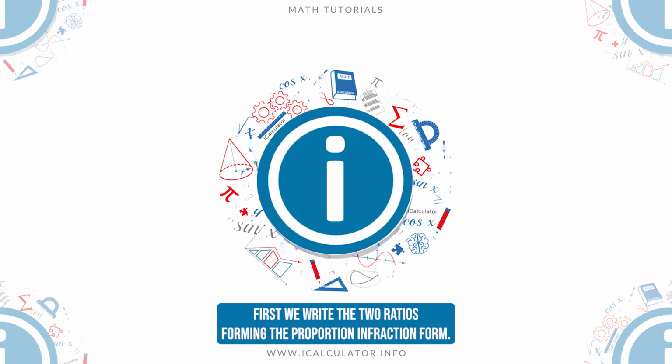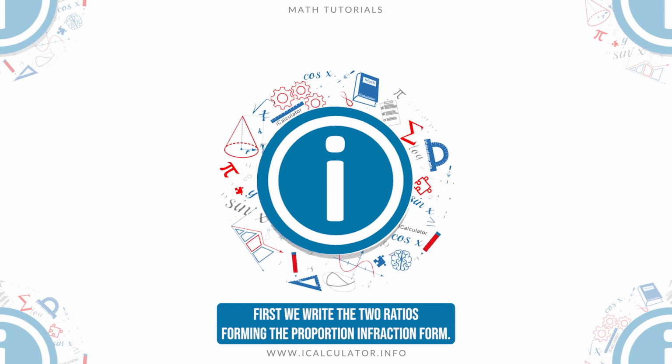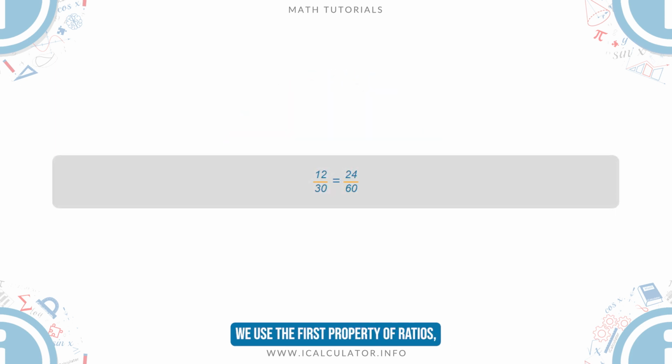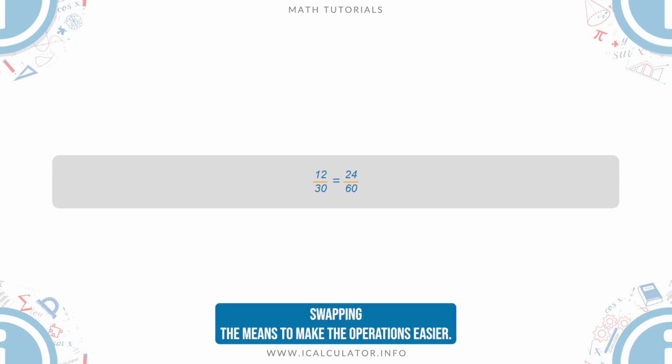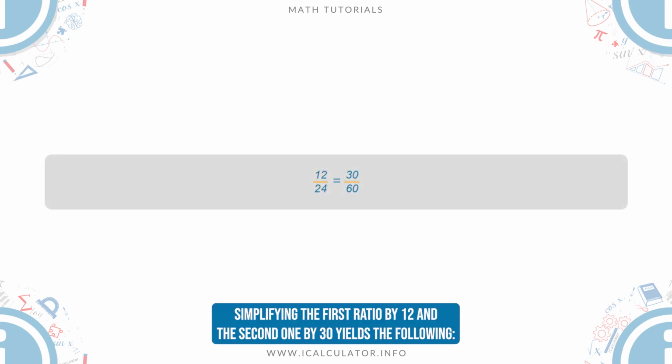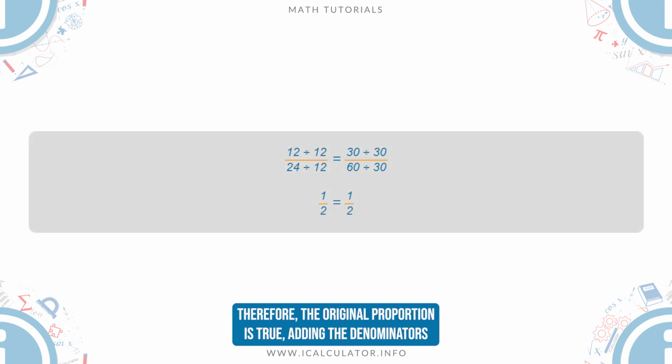First, we write the two ratios forming the proportion in fraction form. We have the following shown on screen. We use the first property of ratios, swapping the means, to make the operations easier. Thus, we obtain the following. Simplifying the first ratio by 12 and the second one by 30 yields the following. Therefore, the original proportion is true.